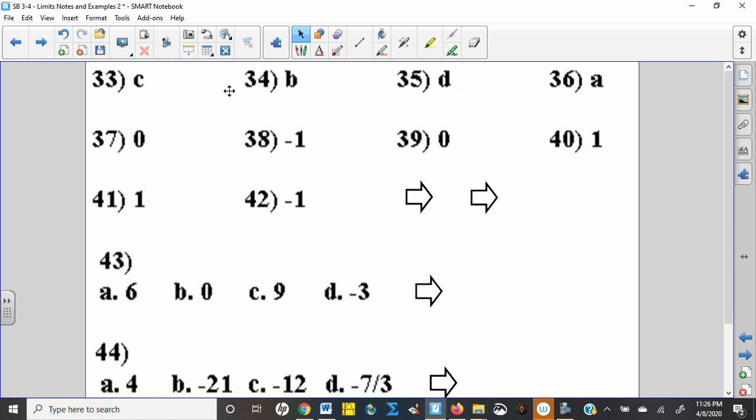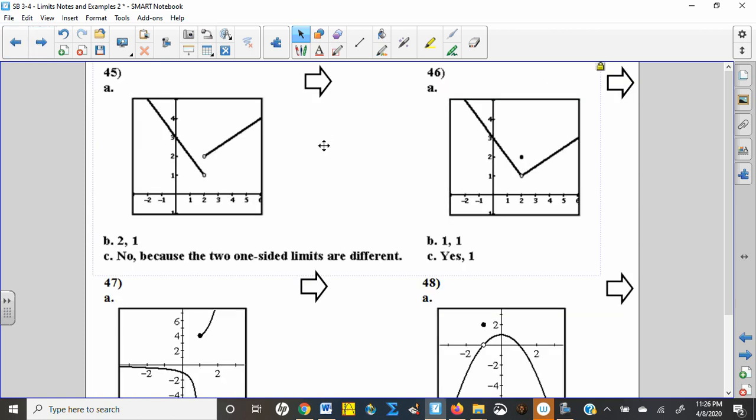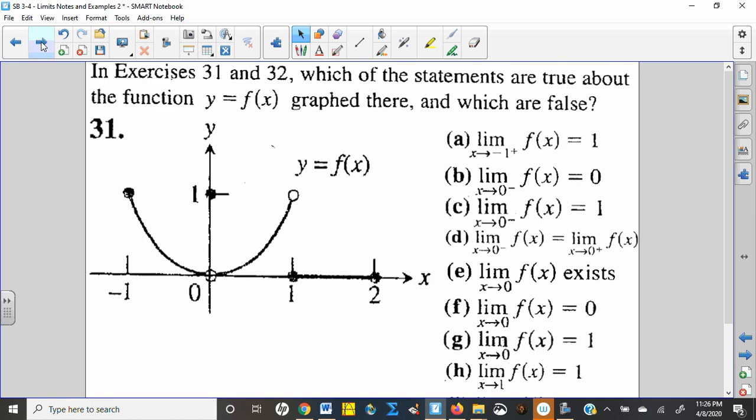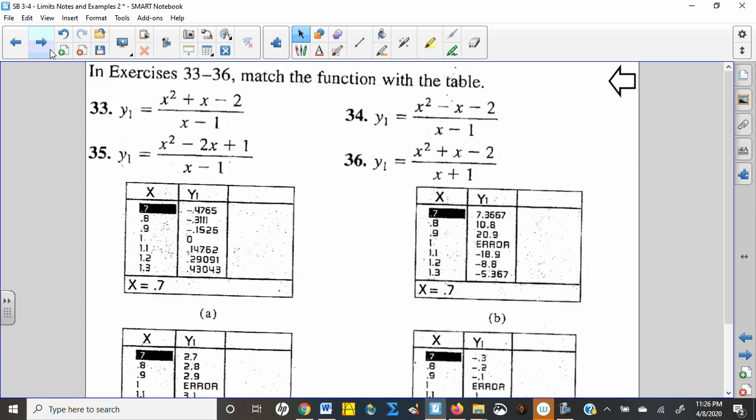Here's the answers, 33 up through 44. Once again, you already have them in your book, so we don't really need them, do we? 33 through 36 were some matching questions. And this was kind of about factoring the top and figuring out, do we have a hole or do we have a vertical asymptote, and what are things approaching? Because we know those holes are still going to have limits that exist.